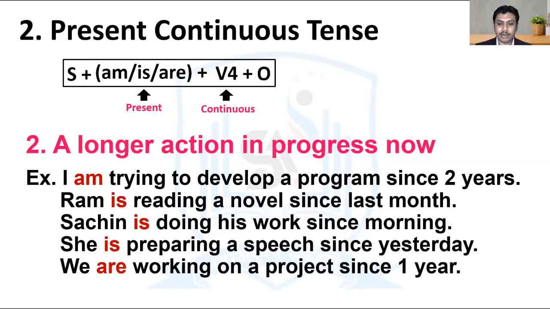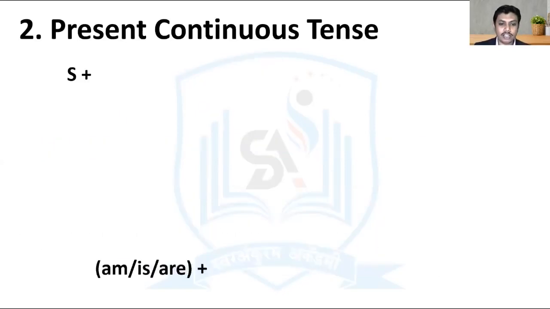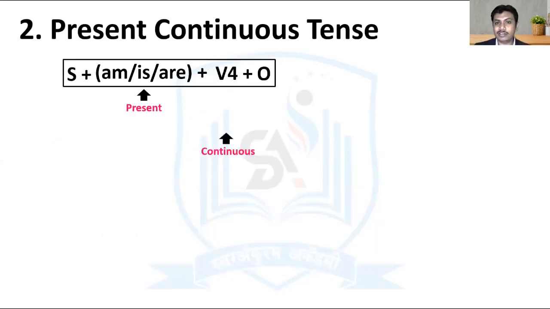See the example. I am trying to develop a program since 2 years. I have been trying to develop a program since last 2 years. It's okay to say, but it is more convenient and more simple to say in this way. There is nothing wrong in that. Now let's try to understand other uses of present continuous tense.